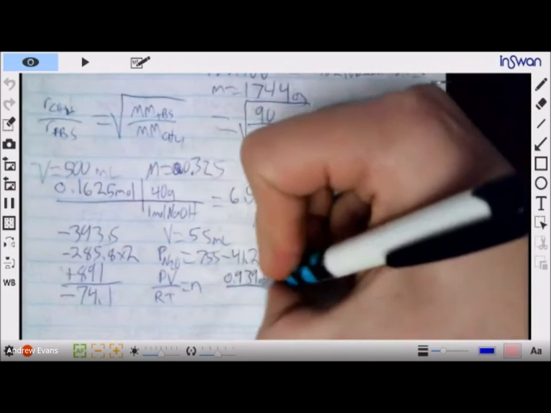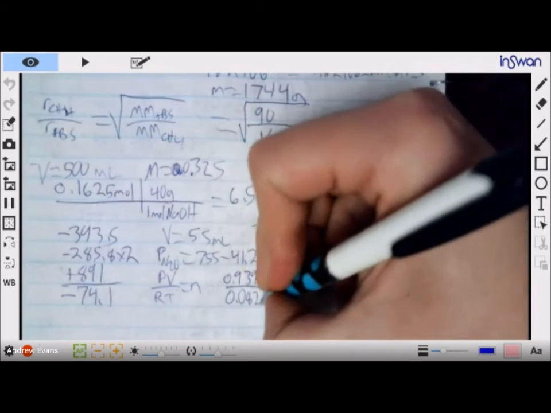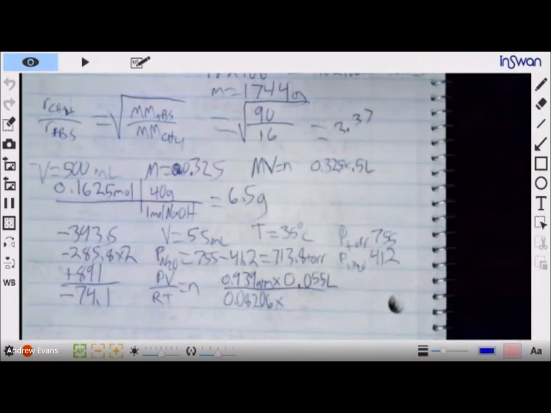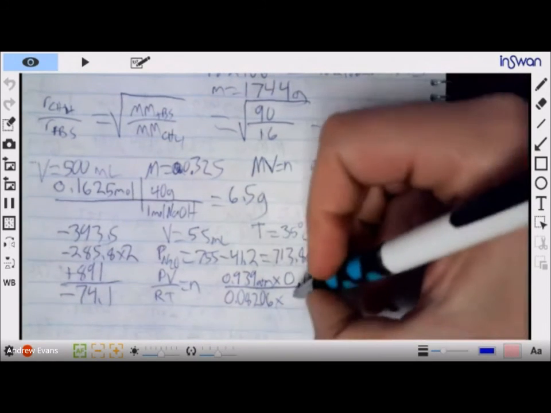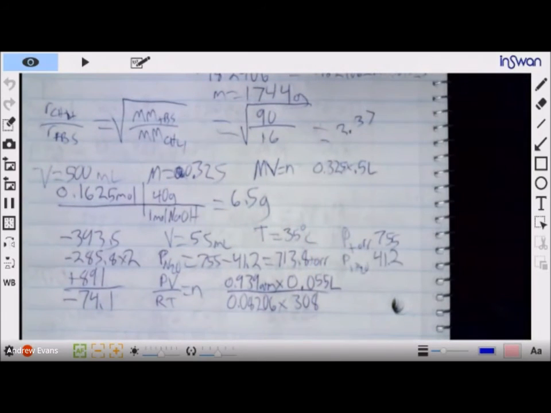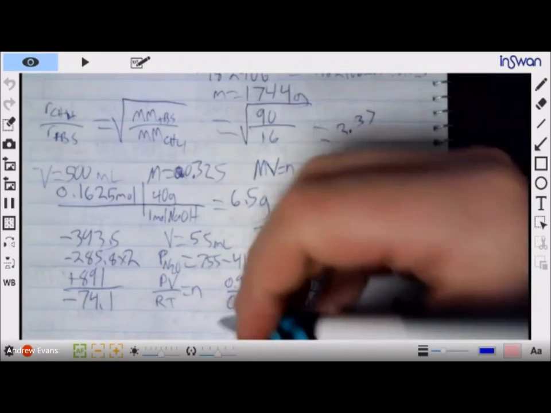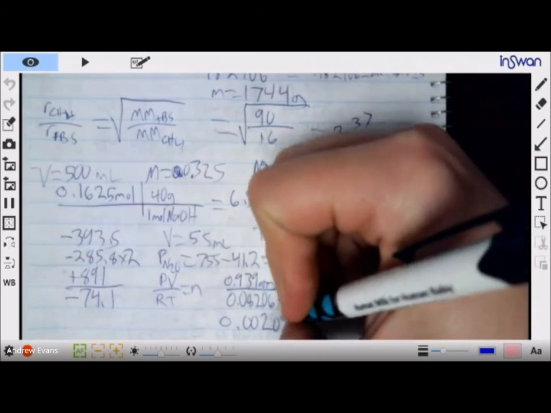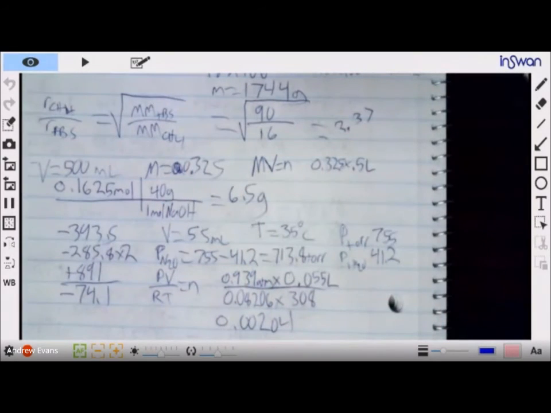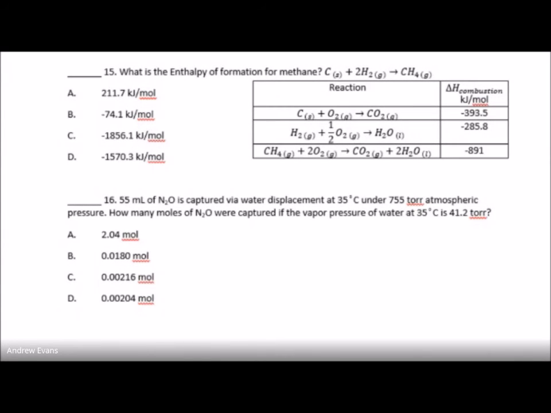Our R is going to be 0.08206. And our T, we're turning our Celsius into Kelvin, 308. So 0.939 times 0.055 divided by R divided by 308. And you would get 0.00204 as the correct answer. So not C, but D, because you have to take into account the pressure of water. Water's adding into that.